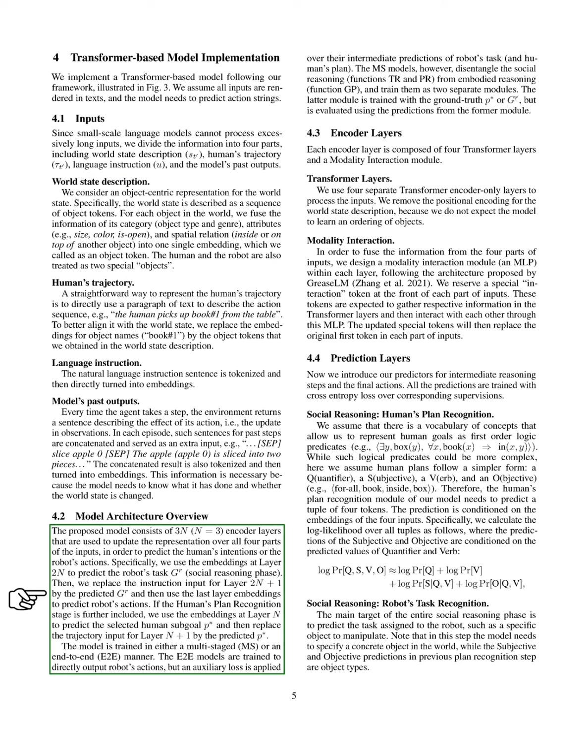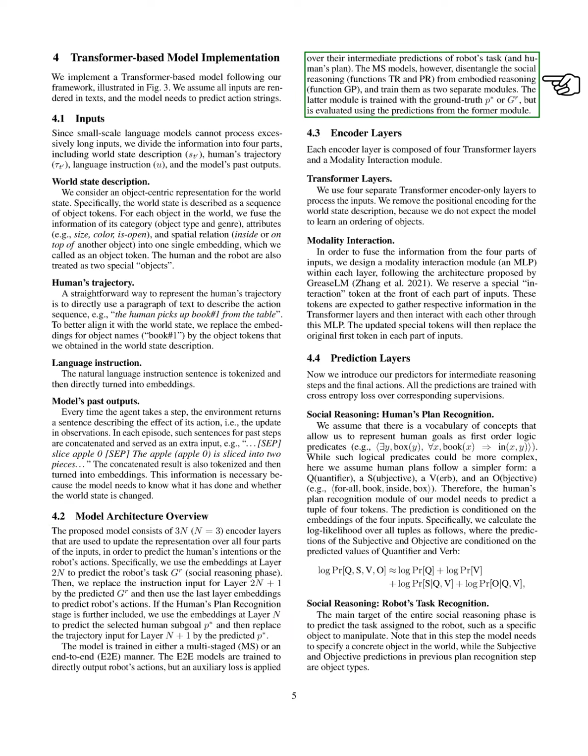Our model architecture includes 3 times n encoder layers, where n equals 3, to process all 4 input parts and predict the human's intentions or the robot's actions. We use embeddings from a specific layer to predict the robot's task and then adjust the instruction input for the next layer based on this prediction. If we include human plan recognition, we predict the human subgoal and update the trajectory input accordingly. We can train the model in either a multi-staged or end-to-end manner. The end-to-end models directly output the robot's actions, while the multi-staged models separate social reasoning from embodied reasoning, training them as distinct modules.